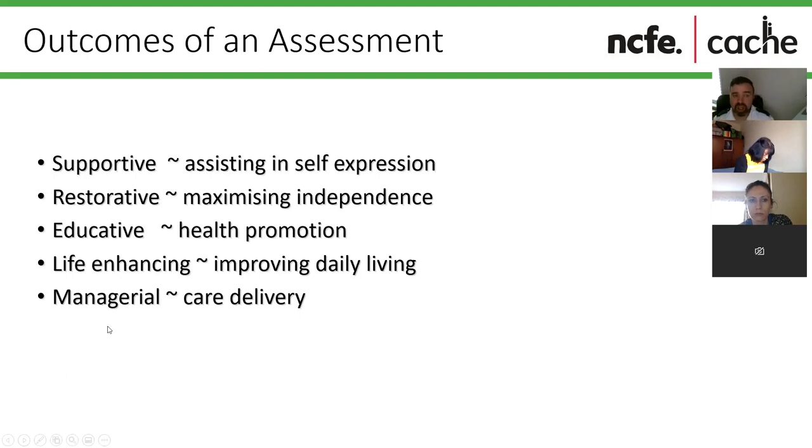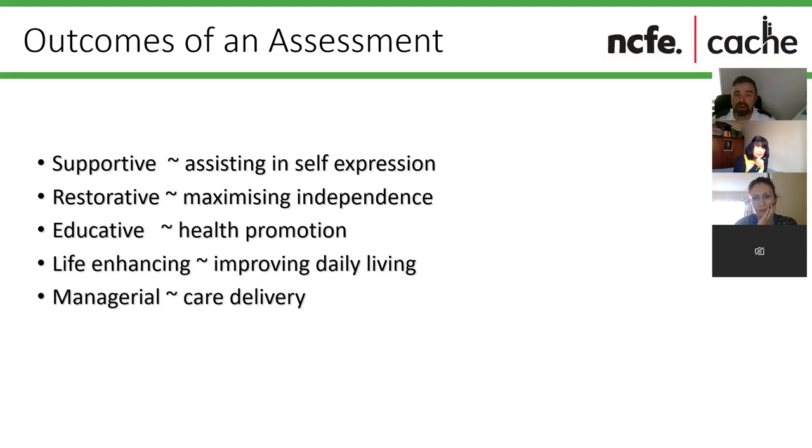And when we get to the end of the assessment, we need to be supportive. So we need to be assessing, is this fit for purpose? Is it going to work for them? Does it do that re-ablement bit, which somebody at the very beginning talked about? Does it maximize independence? Have we got the psychoeducation? Have we got the health promotion in there? What can we do? How can you better yourself? Life enhancing. Does this improve the activities of daily living? And then you've got your care delivery. Okay, so that's the outcome.